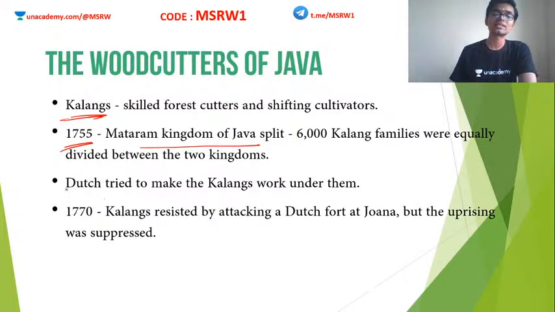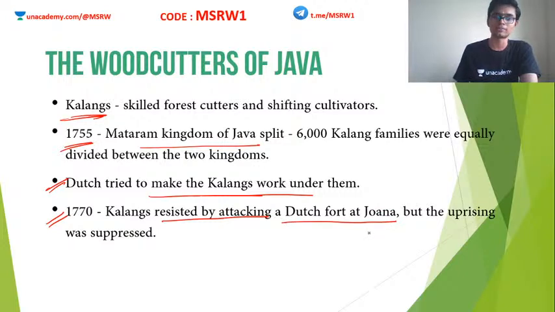So the Dutch people, when they tried to colonize this region, they also tried to make Kalangs work under them. They also wanted the Kalangs to work under them. In 1770, Kalangs resisted this by attacking a Dutch fort in Joana. But the uprising was suppressed.